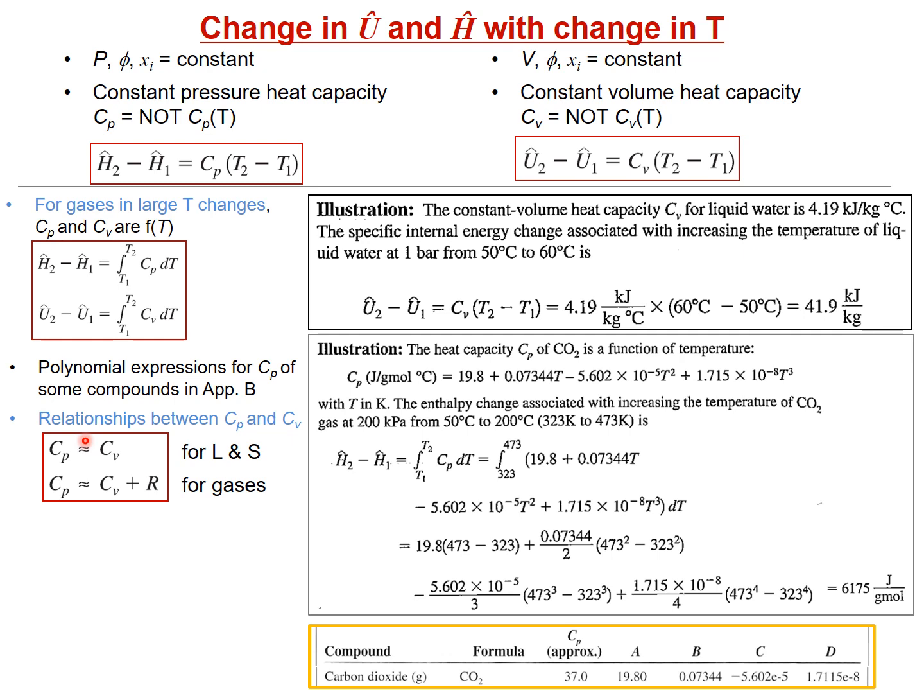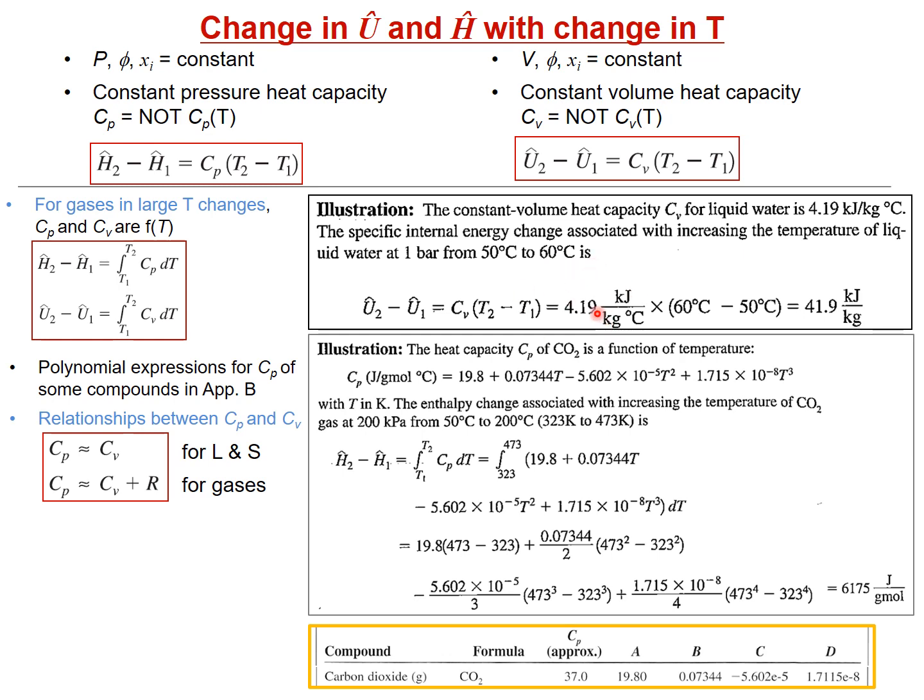For liquid and solid, Cp is almost equal to Cv. However, for gases, Cp is equal to Cv plus R, the ideal gas constant. Okay, here's some illustrations or example. The constant volume heat capacity Cv for liquid water is this value. The specific internal energy change associated with increasing the temperature of liquid water at 1 bar from 50 Celsius degrees to 60 Celsius degrees is like that.